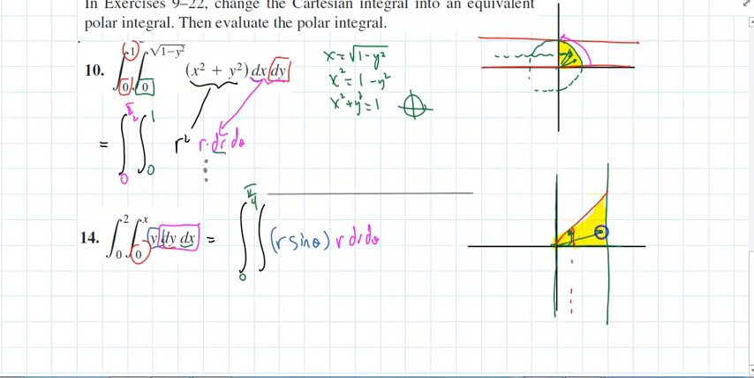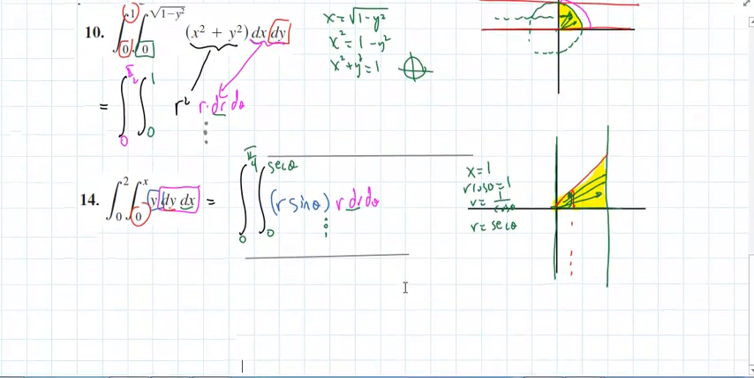And then r runs from 0, we just solved that. x equal 1 happens to be r cosine of theta equal 1, r equal 1 over the cosine of theta, which is the secant of theta. And this is nothing more than r squared the sine of theta. You could really solve that. That's not that challenging. Again, if you have a question on that, ask me in class. I'll be more than happy to show you.